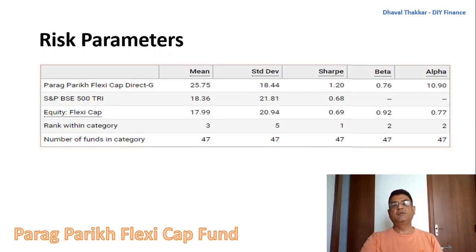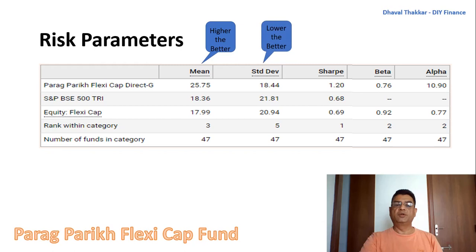Here we compare the parameters with the benchmark index and the category average. The first one, mean return, that is the average return in a year, is 25.75, which is more than both the category average and the benchmark. Here the higher the value, the better. Second, standard deviation, that is a tool to measure how much the return has deviated away from the mean return, which in this case is 18.44 and is also less than both the benchmark index and the category average. Here the lower the value, the better.